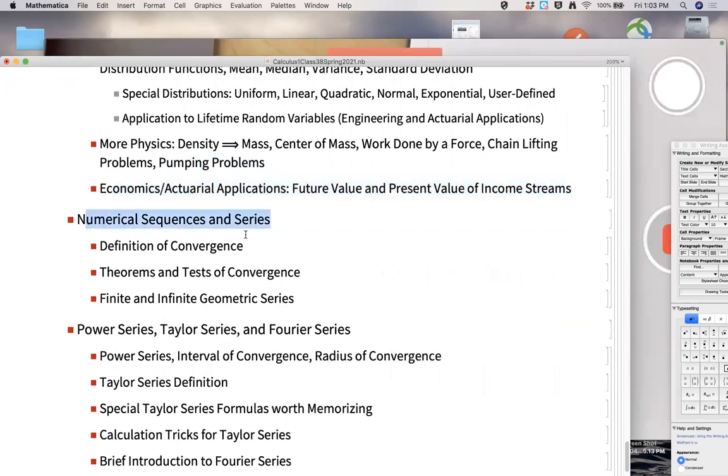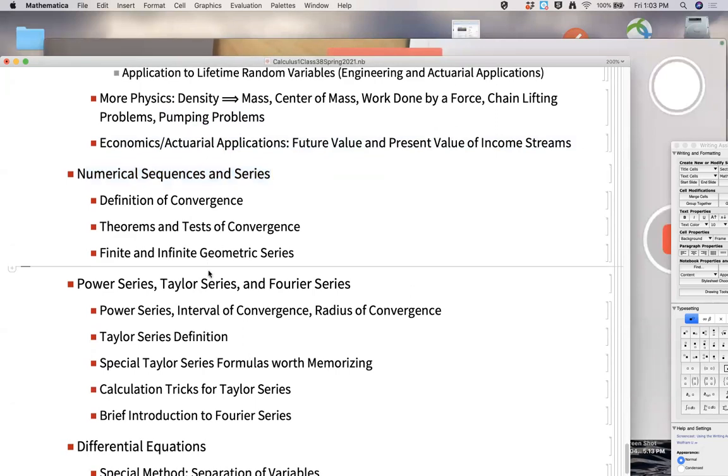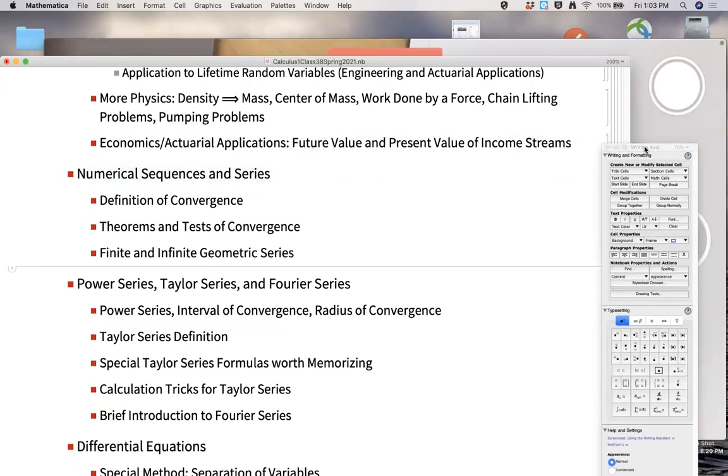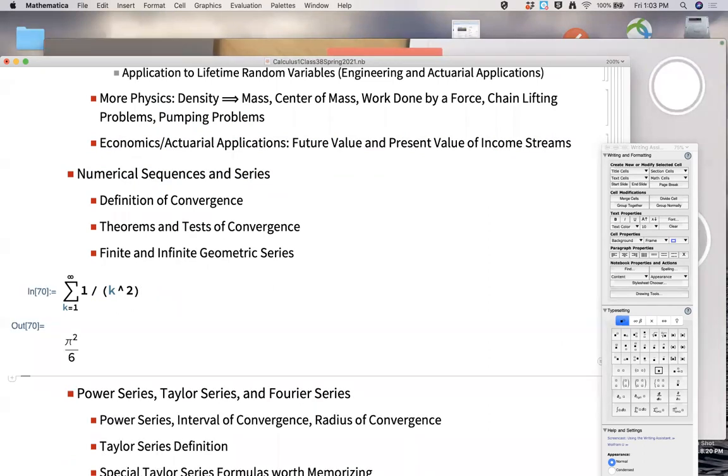Numerical sequences and series, which is related to infinite sums. Lots of weird things can happen with these series that you would never expect. This is intriguing to a mathematician, for example. If you add up the numbers 1/k squared as k goes from 1 to infinity, if you do this infinite sum, amazingly, the answer involves pi. It's pi squared over 6. And you look at that and you're like, what? How can that answer involve pi?